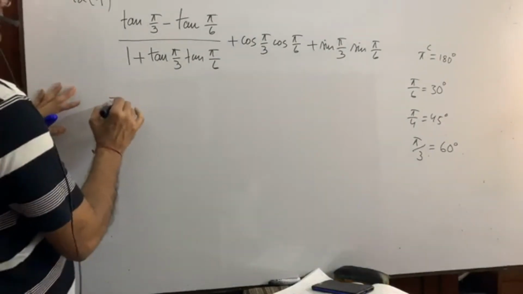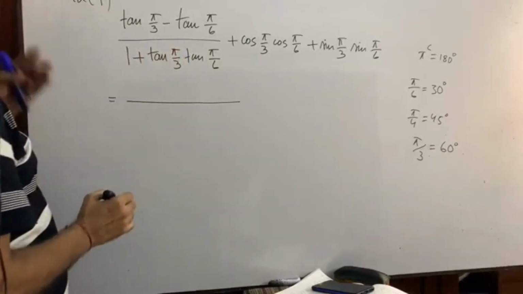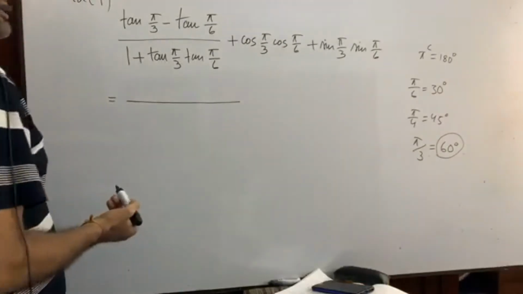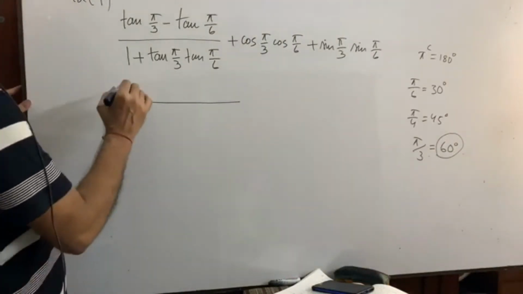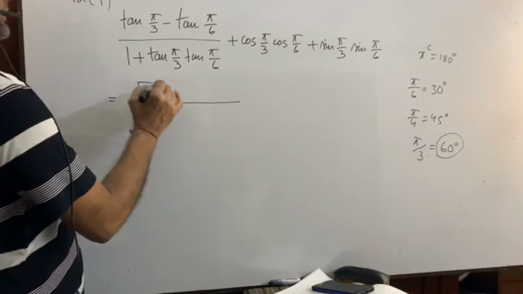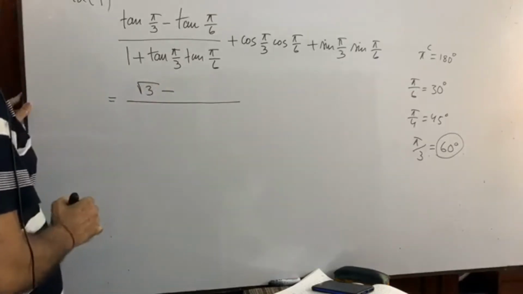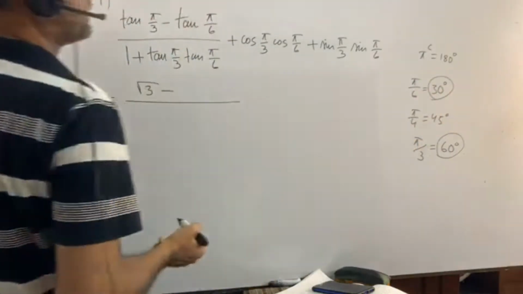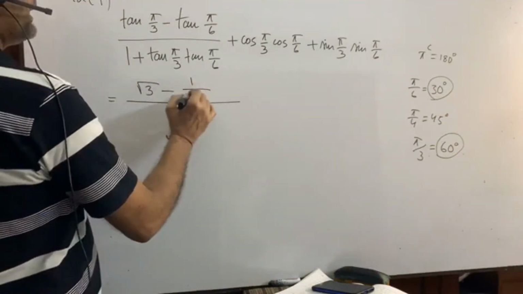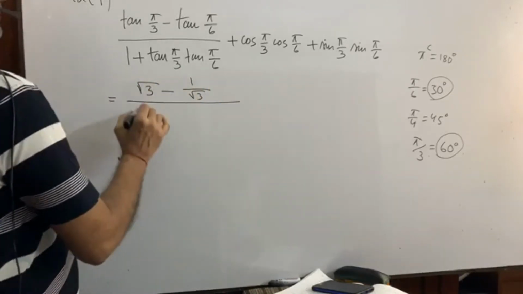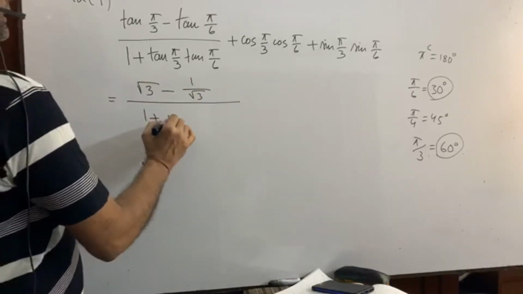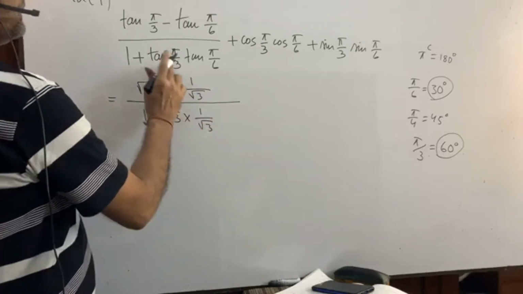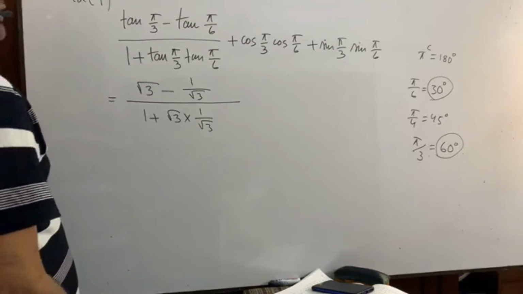Okay, now put the values. Pi by 3 equals 60 degrees, so tan 60 degrees equals root over 3, minus tan pi by 6. Pi by 6 is 30 degrees, and tan 30 degrees equals 1 by root over 3. Now this is 1 plus root over 3 into 1 by root over 3. I have put the values only, nothing else I did.